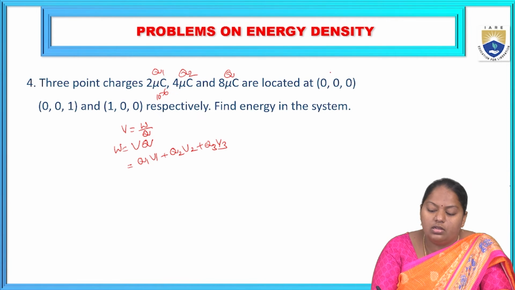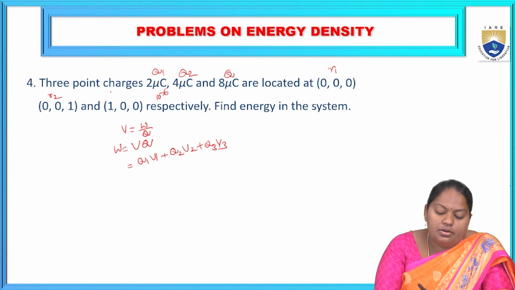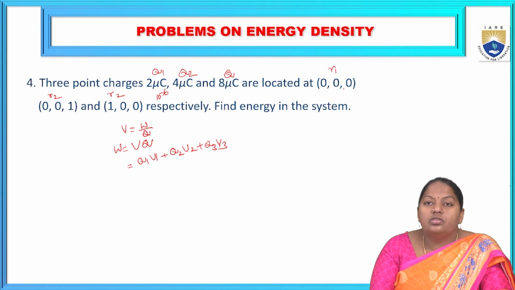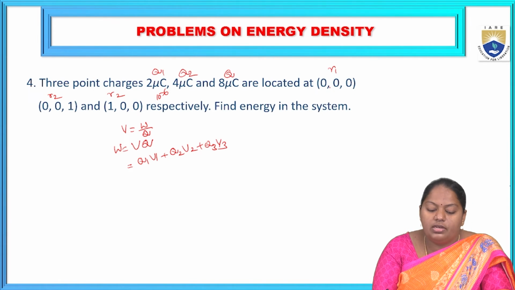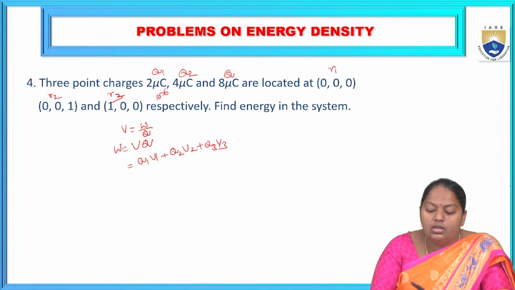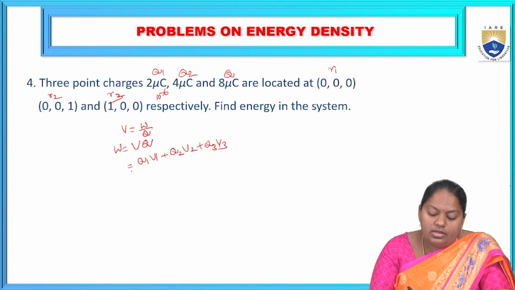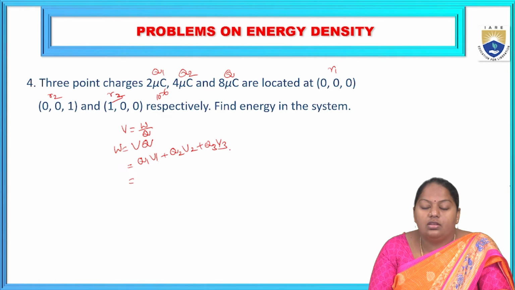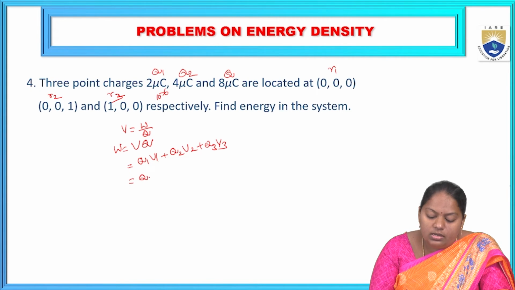These three are respectively positioned at R1, R2, R3, meaning (0, 0, 0) as R1, (0, 0, 1) as R2 and (1, 0, 0) as R3. Then we need to find the energy. So energy is equal to Q1 into V1 plus Q2 into V2 plus Q3 into V3. So Q1 into V1 can be written as Q1, V1 can be written as here.